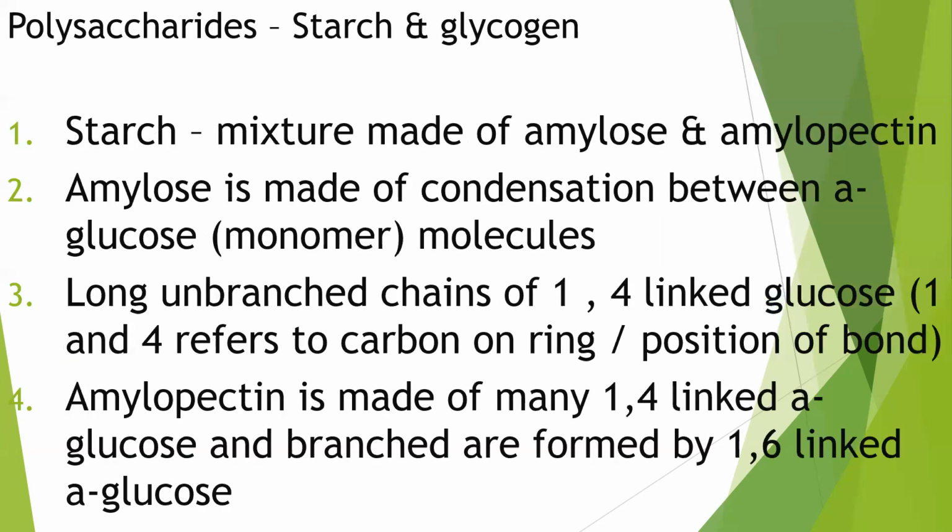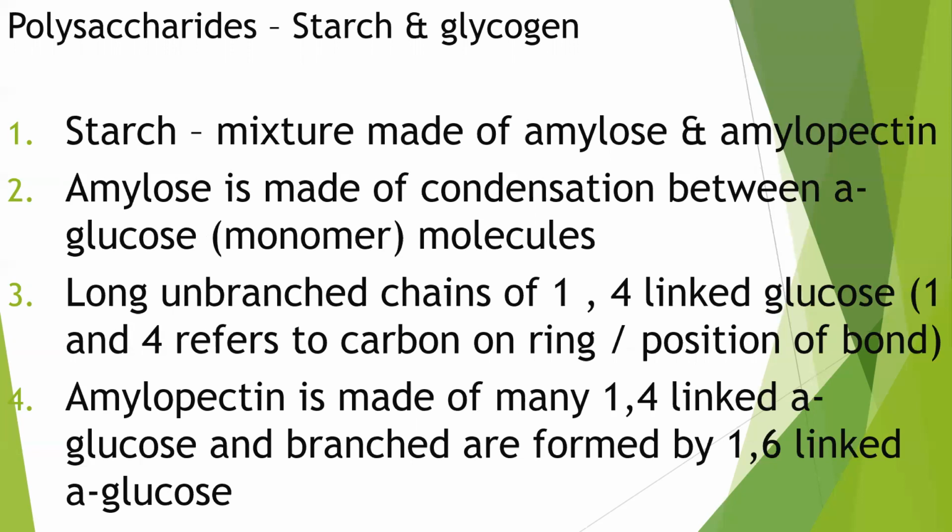Okay, let's talk about the structure of starch and glycogen. So they are, first of all, polymers of alpha glucose. Starch is a mixture of amylose and amylopectin. Amylose is made by condensation reactions between alpha glucose molecules. So alpha glucose is the monomer for this, and it forms long unbranched chains of 1,4 linked glucose. As I said before, 1 and 4 refers to the carbon on the ring or the position of the bond.